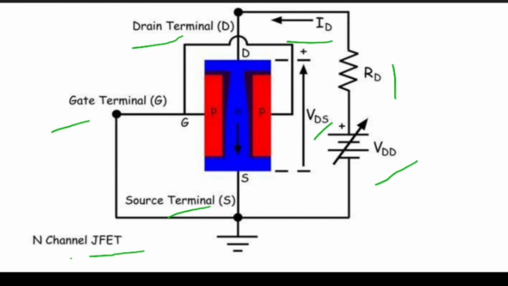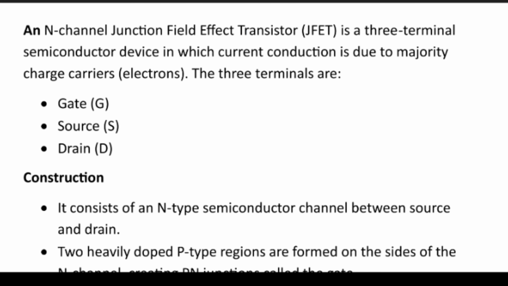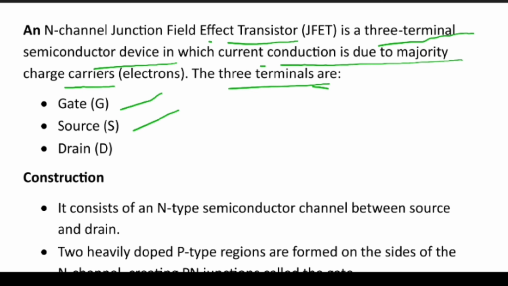After drawing this diagram, coming to the working principle: it is an N-channel junction field effect transistor. It has 3 terminals and is a semiconductor device in which current conducts due to majority charge carriers, that is, electrons. The three terminals are gate, source and drain, S, G, D.